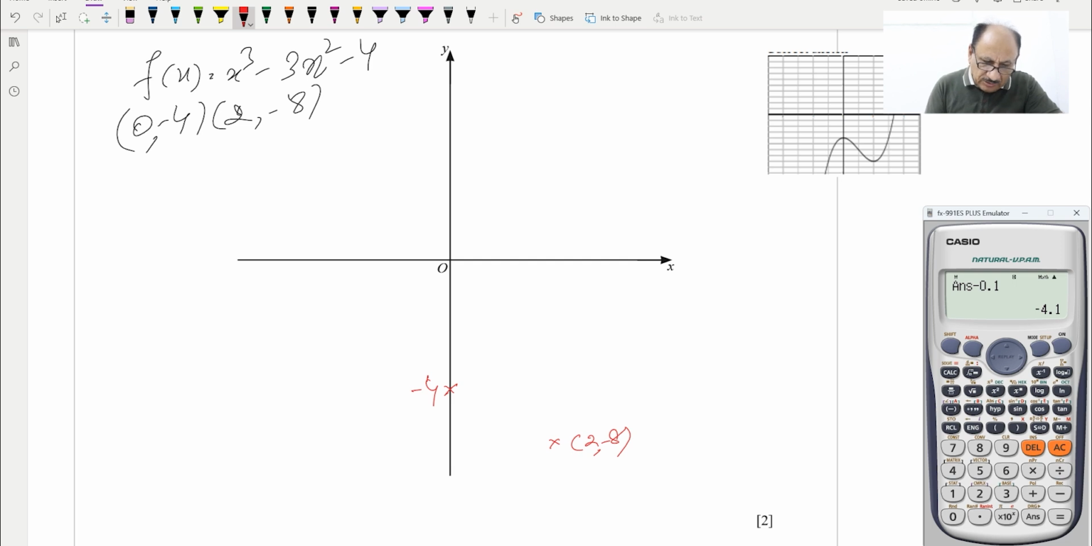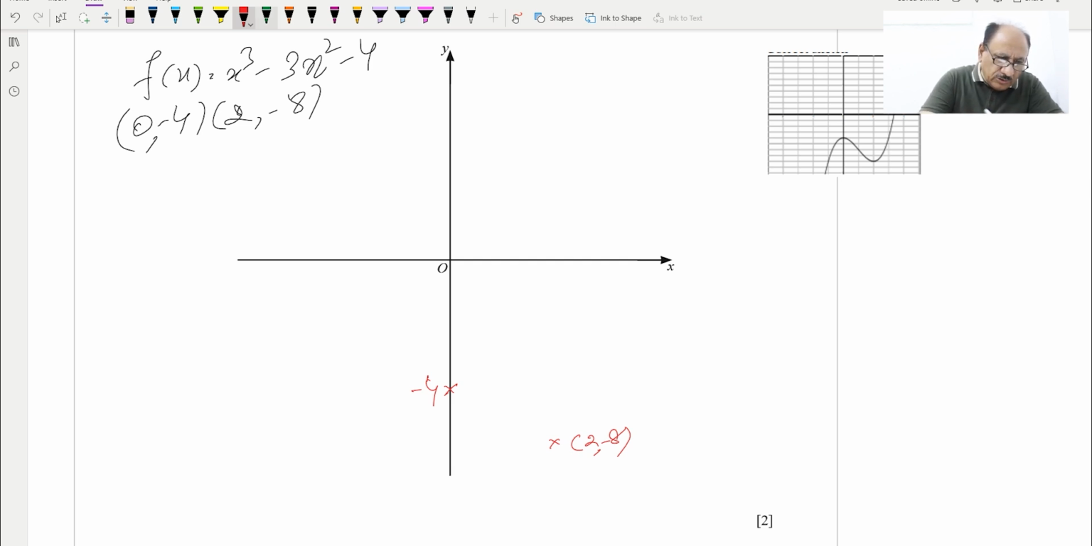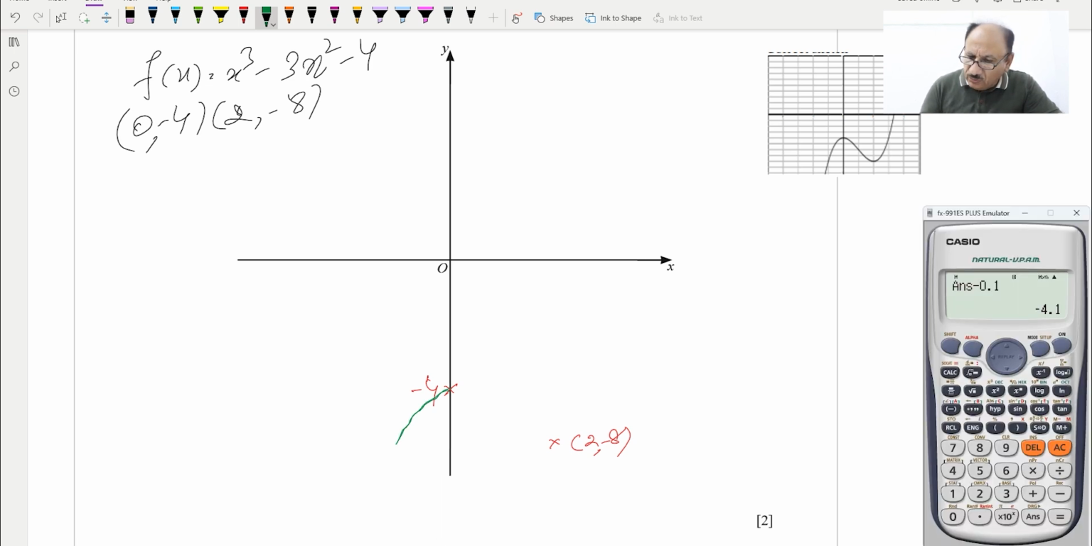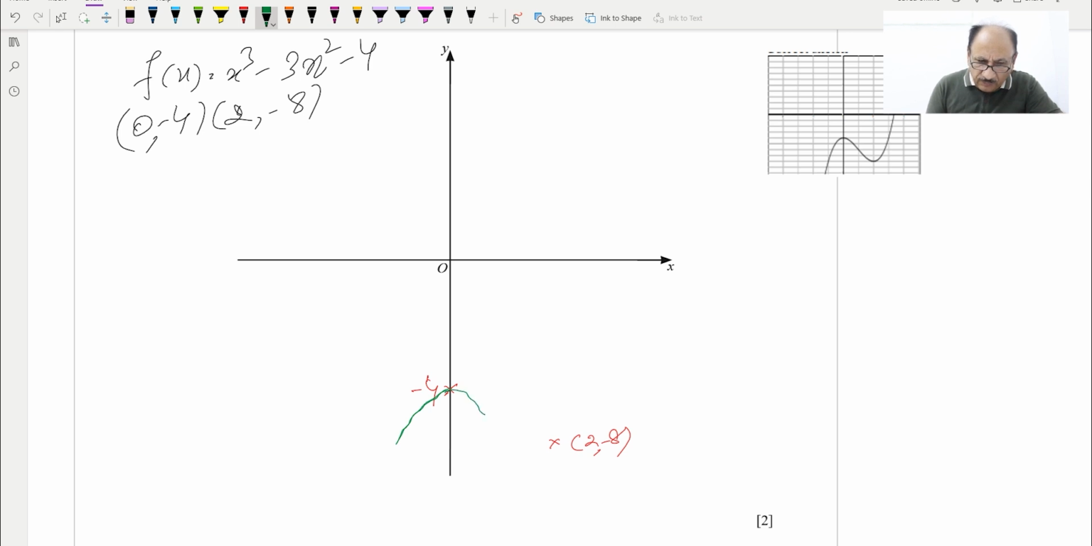So we know that the graph is approaching from the lower side, like the graph is coming from this side. And if we take a little positive value, like plus 0.1, so it will be approaching like this one, and then the turning point will be going like this.